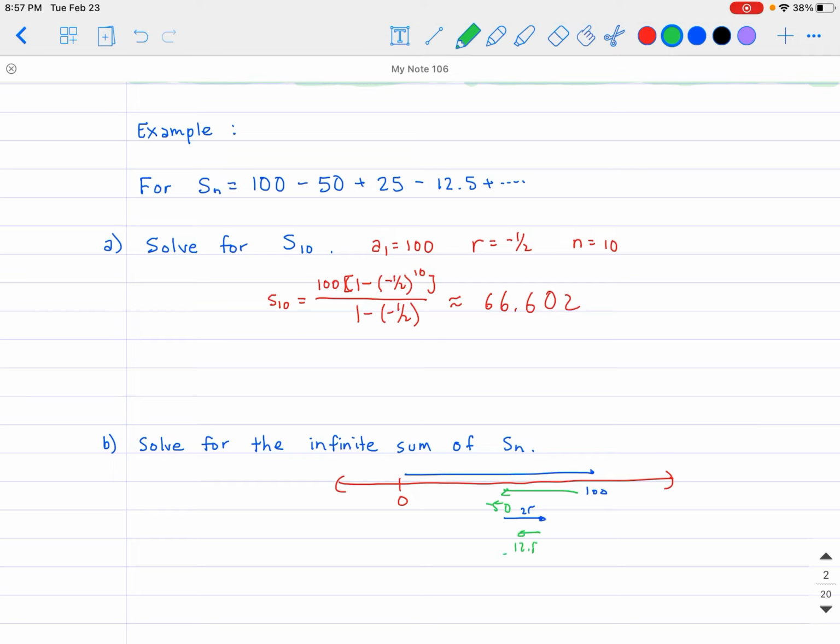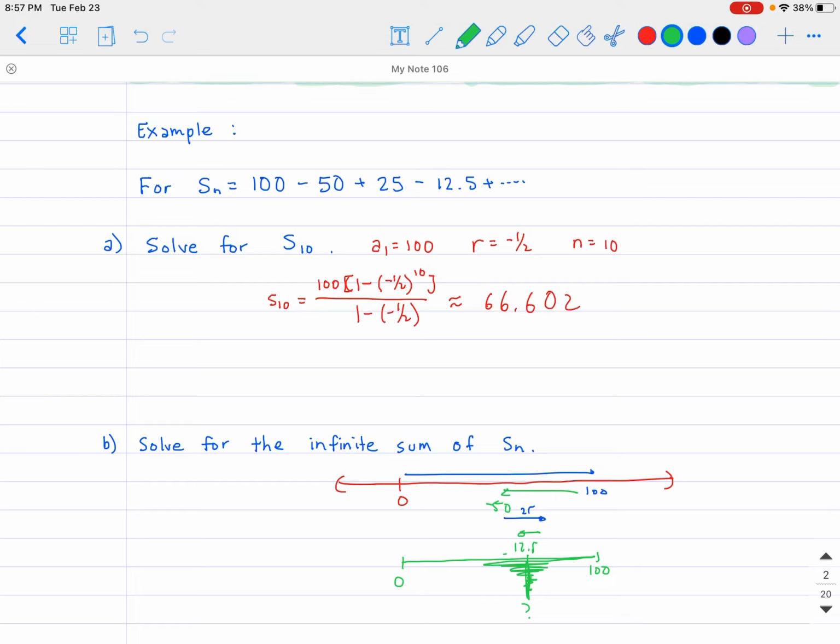So in terms of what's happening, you're basically oscillating back and forth, and it definitely looks like it's going to converge towards somewhere. The question is, where is that somewhere on the number line? And it definitely looks like it's somewhere between 0 and 100. Right now, I have an answer that is 66.602, which I do believe is very close to that number that I'm looking for.